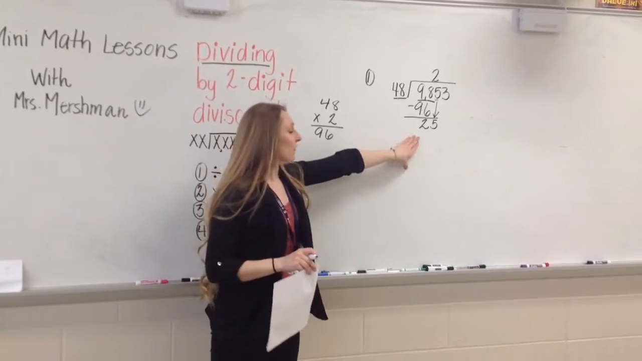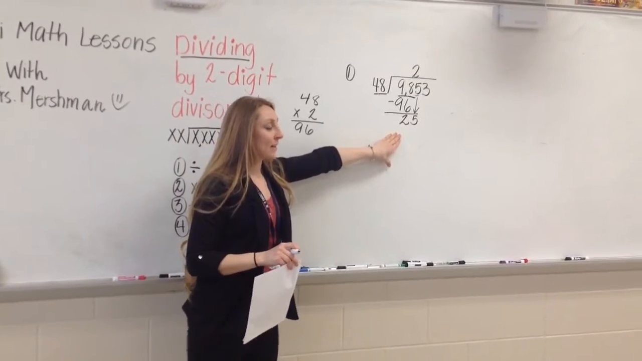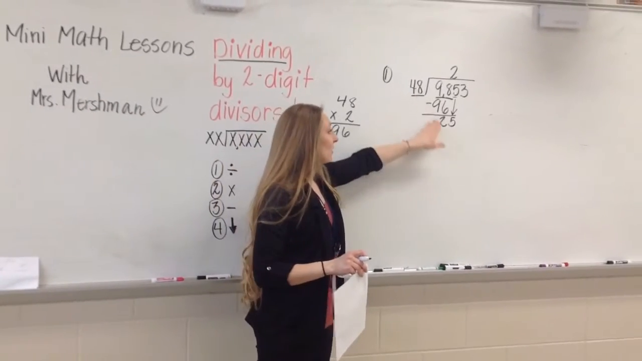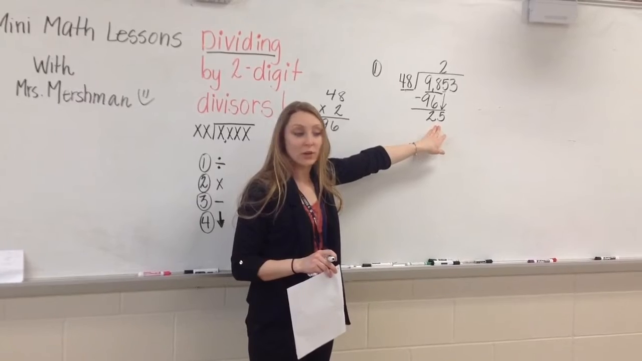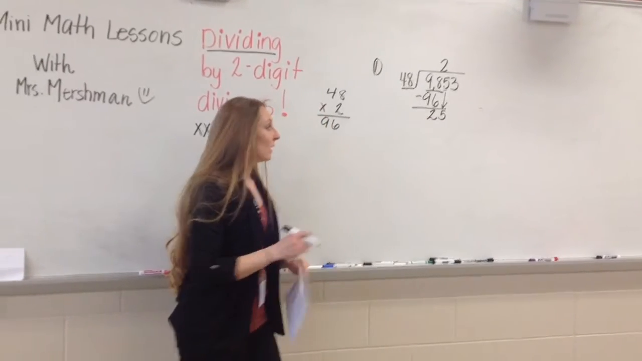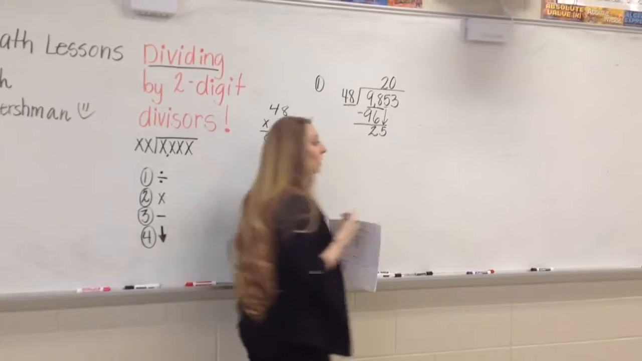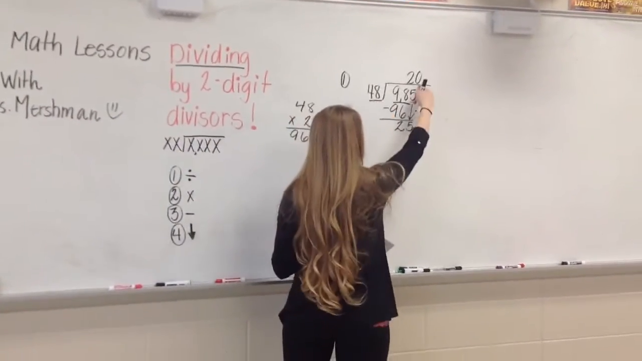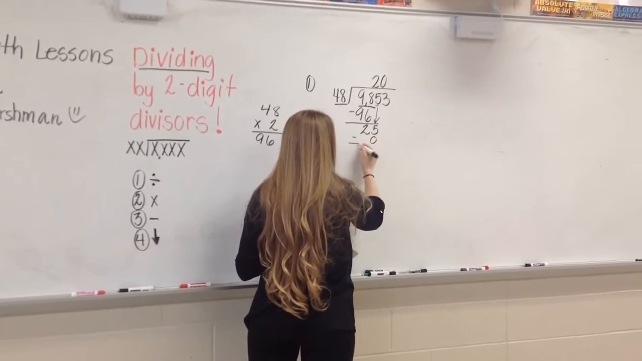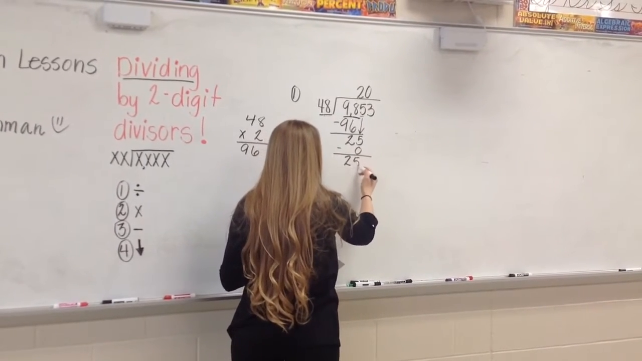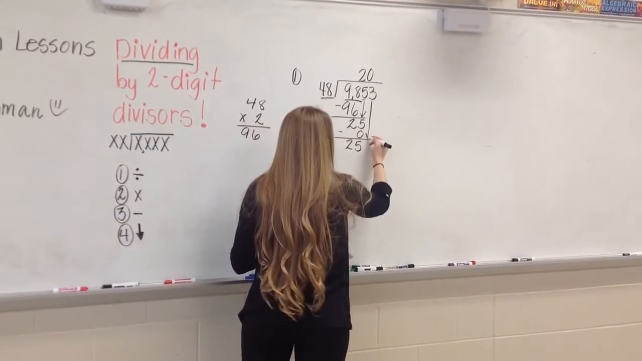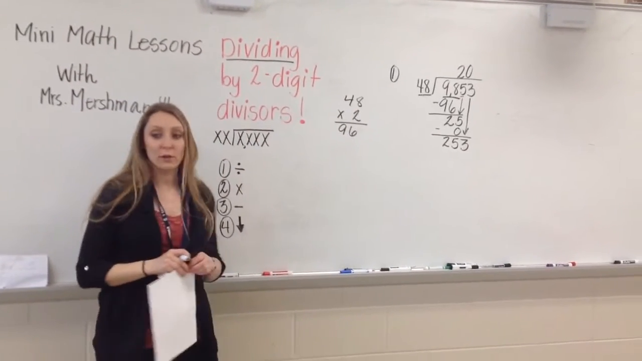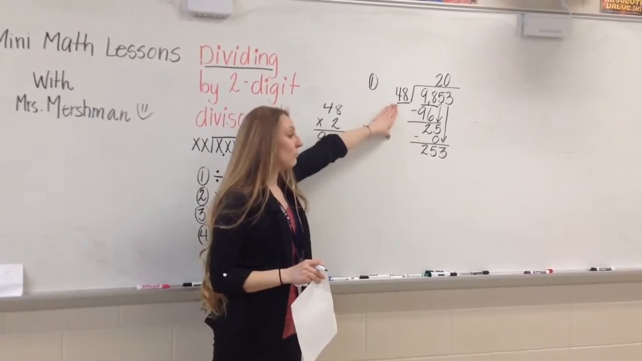So right here where I have 25, I go back to the beginning to step 1 where it says divide. I know that 48 does not go into 25 without going over. So what I have to do is put a 0 in the quotient because it doesn't go into 25. So now I multiply. 48 times 0 is 0. I subtract, and I have 25 left over again. Drop down my 3. Now I have 253. 253 is what I am going to divide by 48.